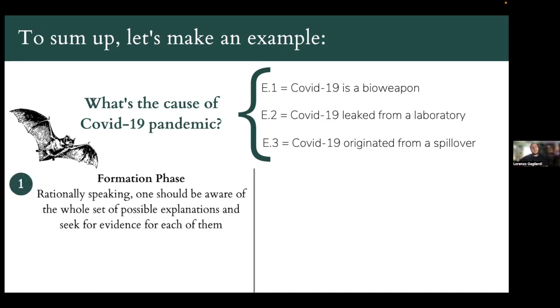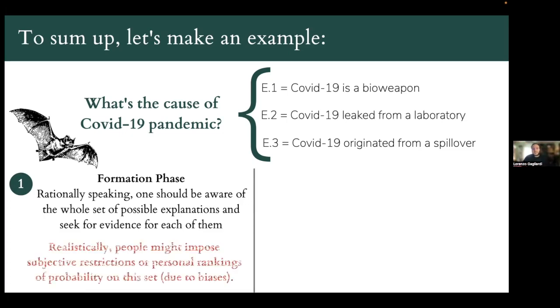So technically, if you're perfectly rational, you should be aware of the complete set of explanations, and you should be able to assign a probability to each of them while seeking evidence. But realistically speaking, people may impose subjective restrictions on these probabilities. For example, if I have a preference for intentional explanation, only the first one, the COVID bioweapon theory, is intentional, while the other two, the laboratory hypothesis and the spillover, lack intentionality.